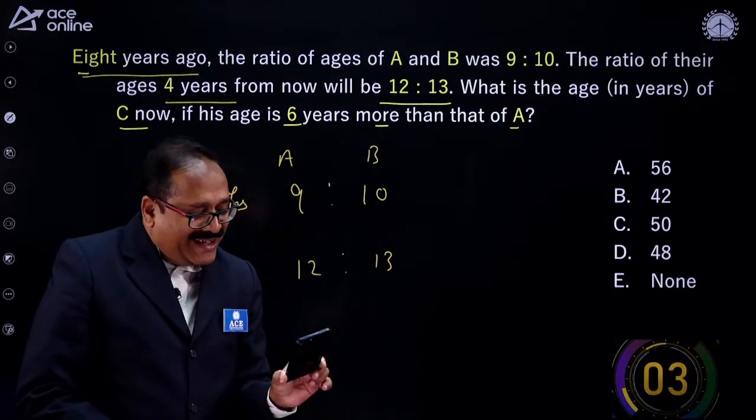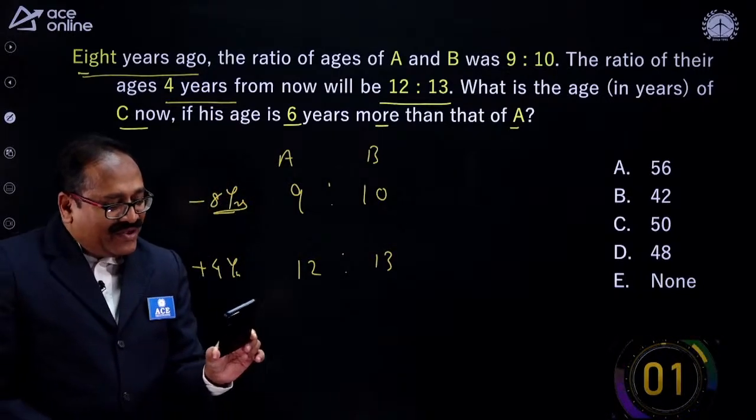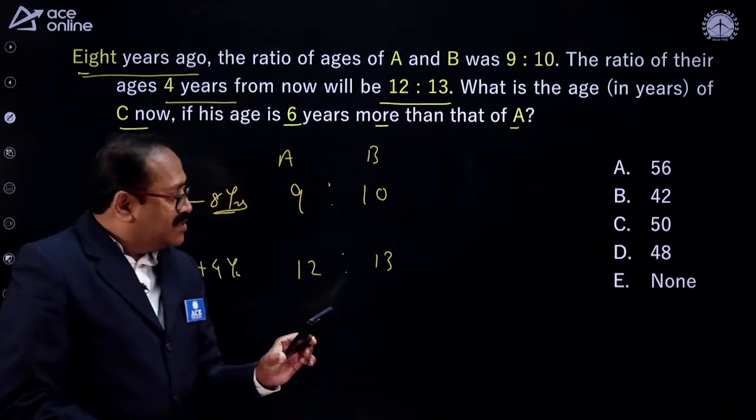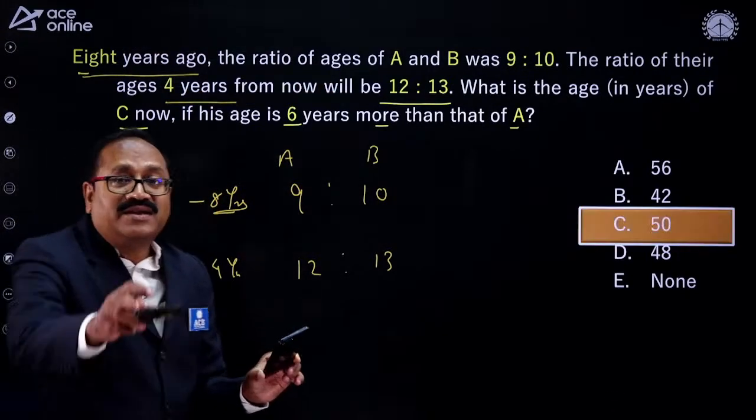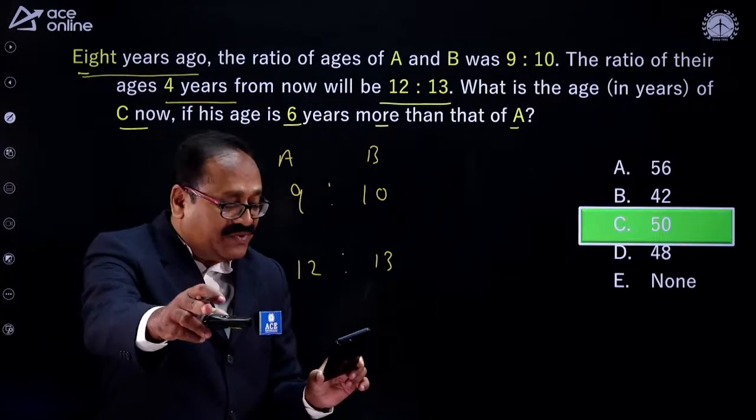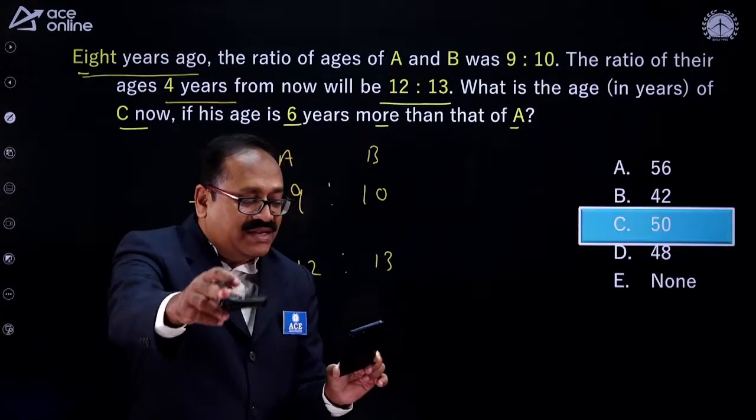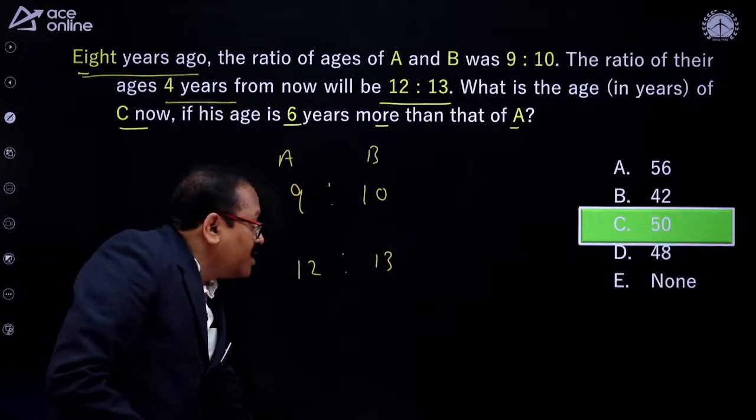Okay, Ram Kumar, you are putting all the calculation. 42. The time is up. Let me check the answer. It is 50. It is 50, my young brother, Mr. Naresh.